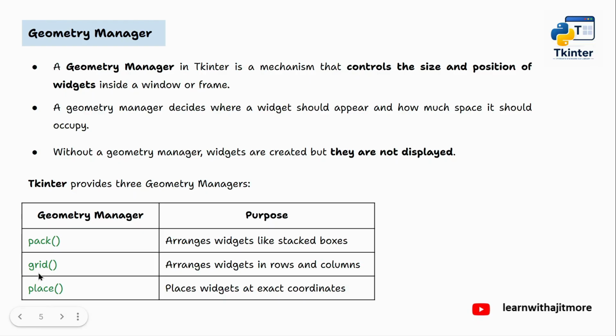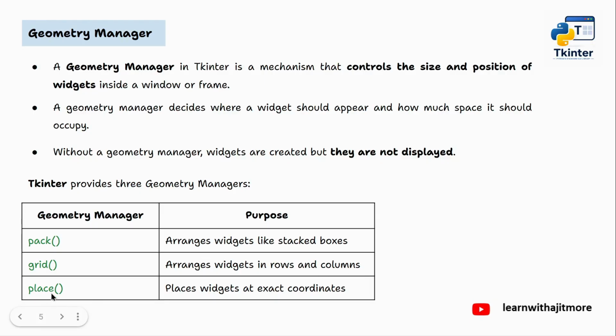Then we have grid. Grid is very useful in creating proper data entry screens. If you want to create a proper standalone database application, grid will be very useful. Grid places the widgets according to row number and column number. Means in grid, you have to tell it to place the widget at row 1, column 5, or row 7, column 2, or row 0, column 0. That way the widgets are placed.